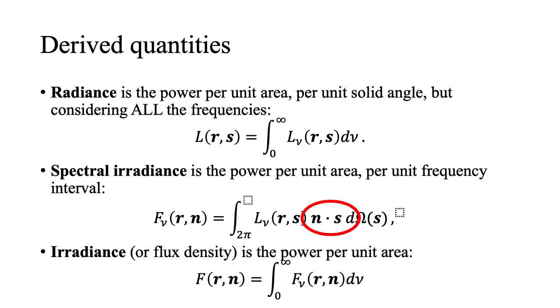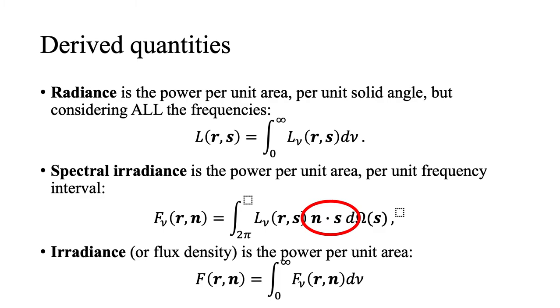Now, it may be the case that you're not really interested in the power per unit frequency. And so maybe you just want all the power that is emitted regardless of the frequency. So you want to sum over all the frequencies. In that case, you take spectral radiance, you integrate over all the frequencies, and you obtain a quantity that is called radiance. So radiance is power per unit area per unit solid angle, okay, considering all the frequencies.